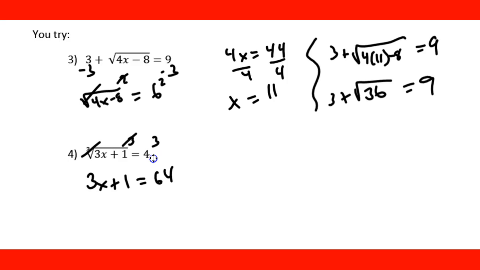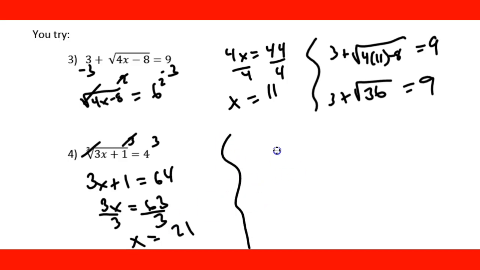So now we're going to subtract 1, and we're going to get 3x equals 63, and then divide by 3, and x will be 21. All right, now I'm about to check it one more time.